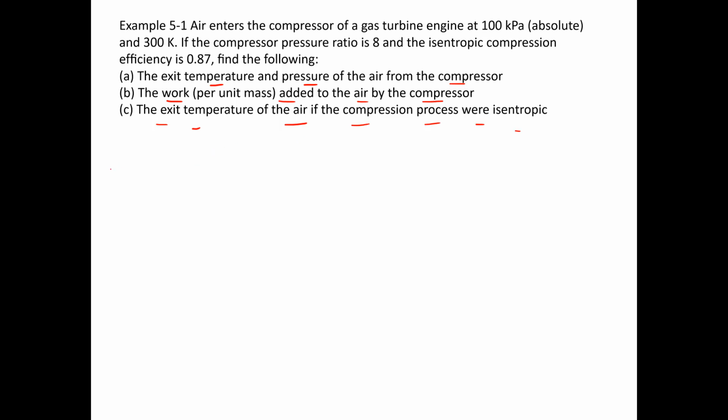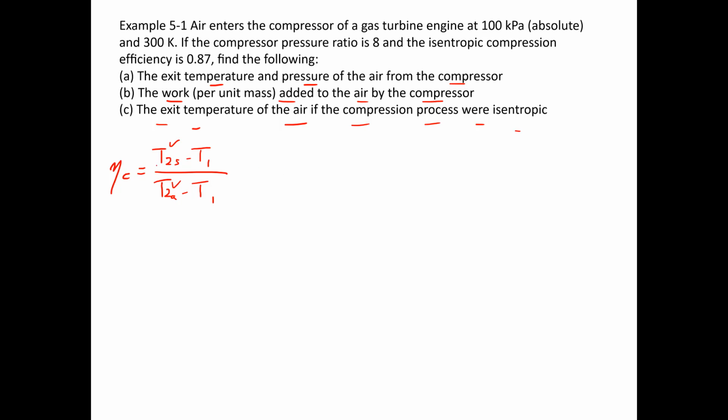Let's first write out our efficiency equation, assuming constant specific heats. The efficiency is the isentropic temperature coming out of the compressor minus the temperature going into the compressor, divided by the actual temperature coming out of the compressor minus the temperature going into the compressor. The problem is asking for these two exit temperatures. We're going to solve for the isentropic and actual temperatures coming out, and we're also going to look at the compressor work.